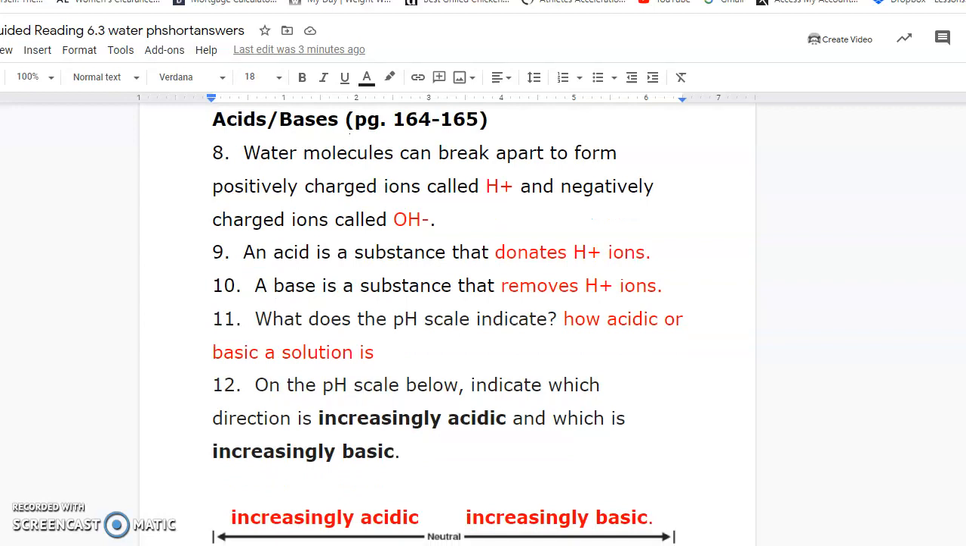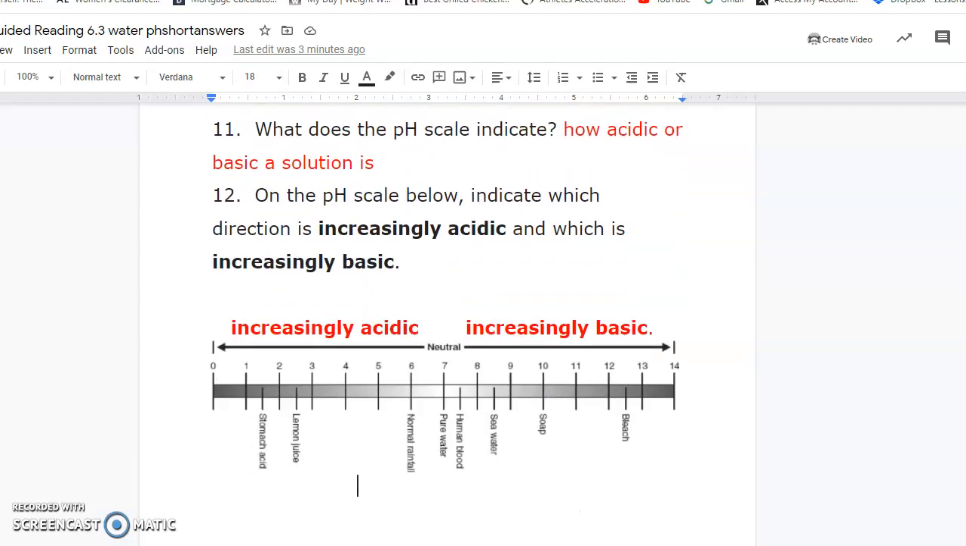What does the pH scale indicate? How acidic or basic a solution is. And the labels on the pH scale, the ones on the left are acidic, the ones on the right are basic. It starts in the middle as neutral at 7, and as it goes outward, it gets higher. So believe it or not, 0 and 1 is the highest acid, the strongest acid. And then you have 14 as the strongest base.